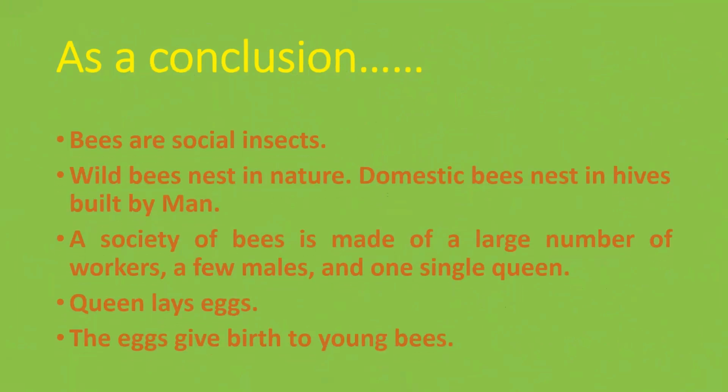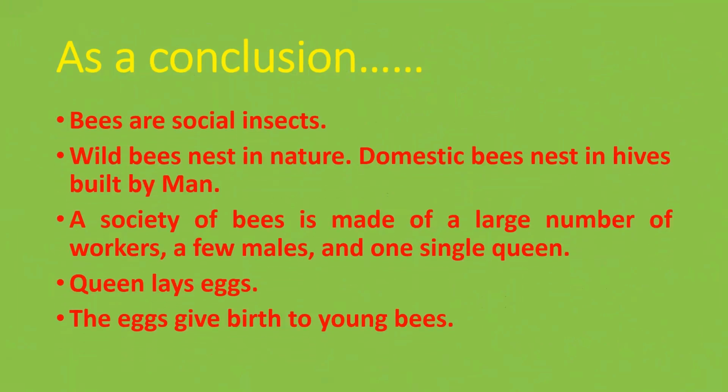As a conclusion, bees are social insects since they work in an organized society. Wild bees nest in nature. Domestic bees nest in hives built by man. That's why they are called artificial hives. The society of bees is made of a large number of workers, a few males, and one single queen. The queen lays eggs. The eggs give birth to young bees.